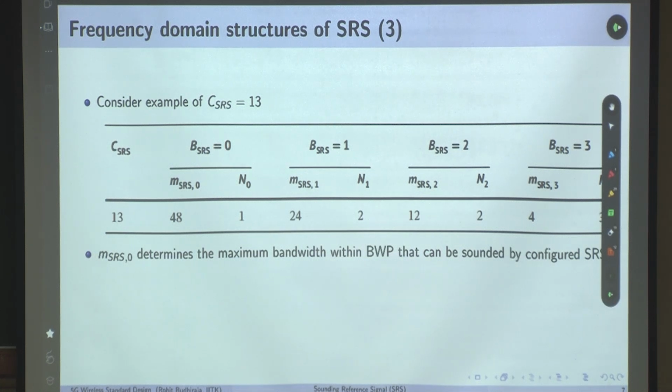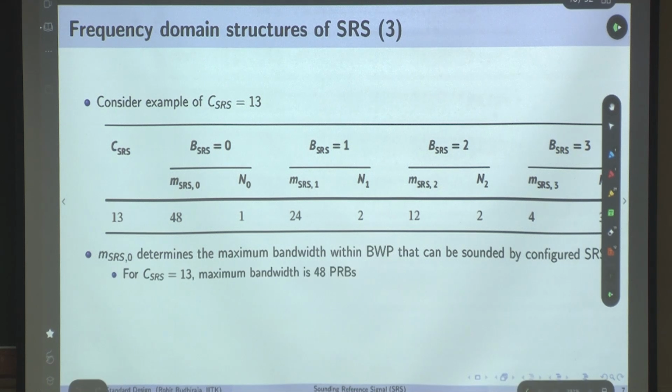Don't look at any other number. We'll slowly decipher all of them. So this number alone. I've written it for the record. For our configuration, the maximum bandwidth is 48 PRBs.